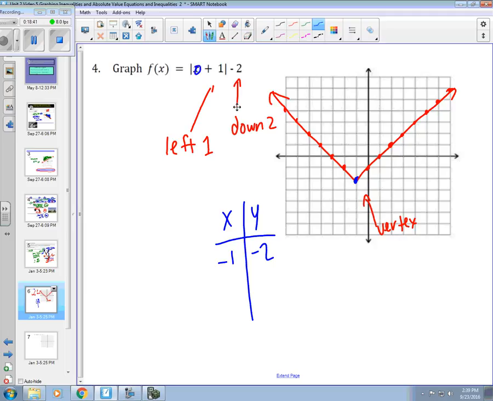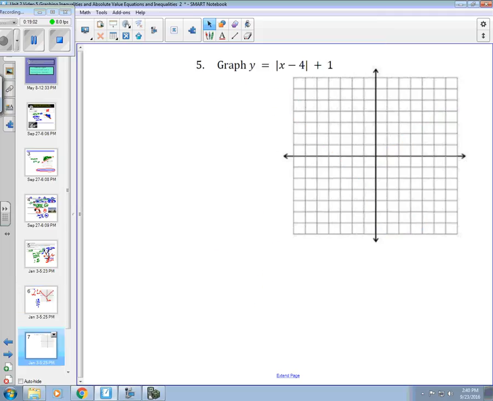Well, 0 plus 1 is 1. Absolute value of 1 is 1. 1 minus 2 is negative 3. It's 0, negative 3. Oh, sorry, not negative 3. 1 minus 2 would be negative 1. Is 0, negative 1 there? Yes. Okay, and it'll work for any points. You'll get the exact same points if you did an XY table.